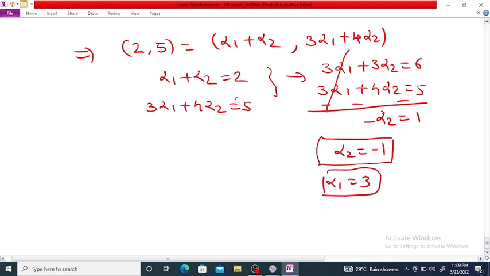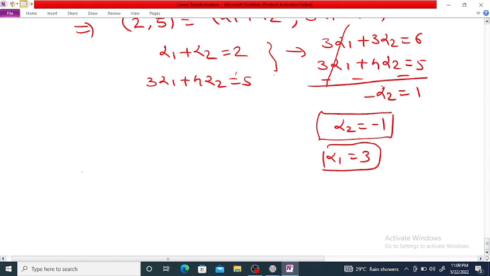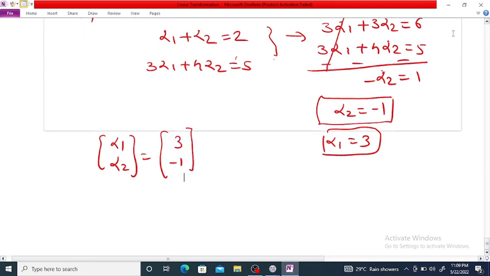So first we get 3 minus 1. What is alpha 1, alpha 2 here? Alpha 1, alpha 2 is equal to 3, minus 1. So this is the first column of the matrix of T with respect to bases B1 and B2.